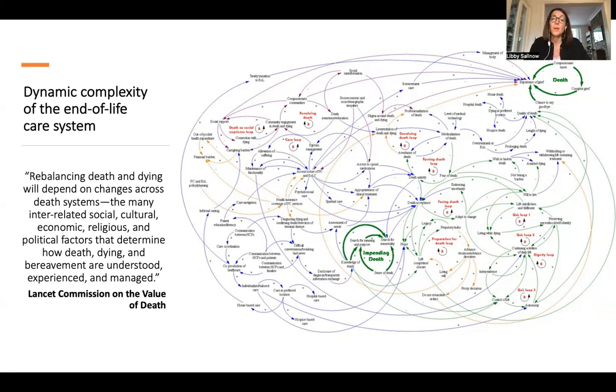So in the commission, we defined death systems, and we talk about how we would begin to rebalance them. Rebalancing death and dying will depend on changes across death systems. And death systems are the many interrelated social, cultural, economic, religious, and political factors that determine how death, dying, and bereavement are understood and managed. And so that really defines what death, dying, and grieving systems are, and the importance of the multiple different impacts and inputs needed to change them.